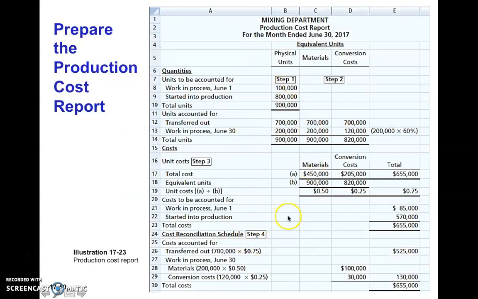I hope this helped you understand the material in chapter 17. The 4 steps, when we put them in a report format, will give you the production cost report. This is a report that is only used for internal purposes.